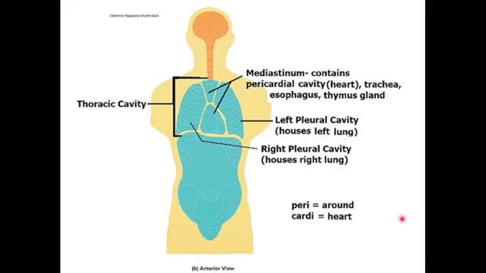Peri means around, cardi means heart. So around the heart; it also contains the trachea, esophagus, thymus gland. The right pleural cavity is where the right lung is located. Okay, mediastinum comes from a Latin word which means midway.